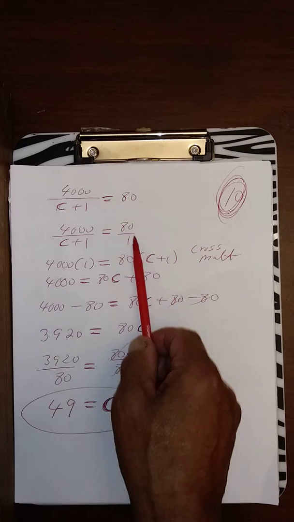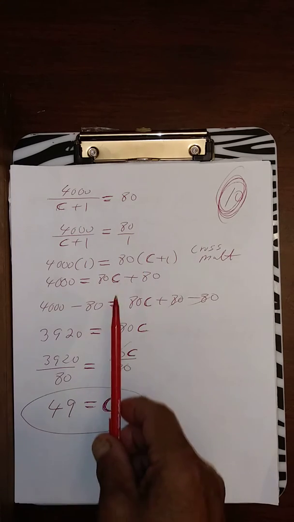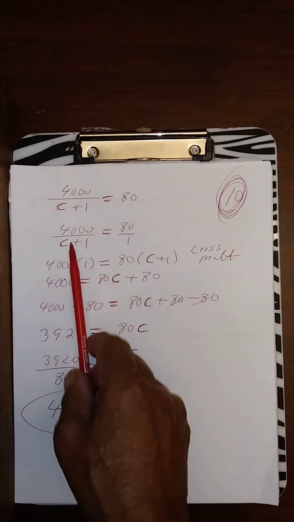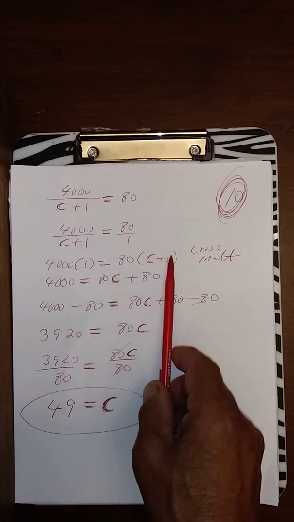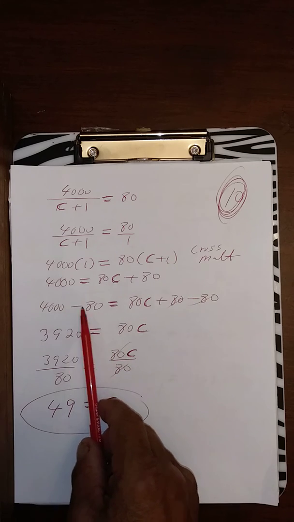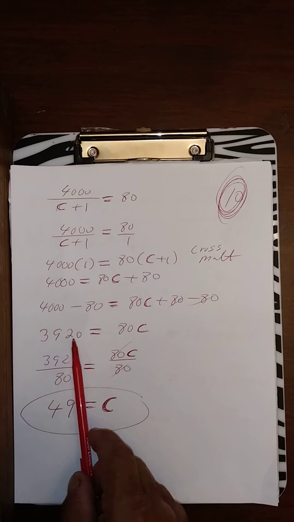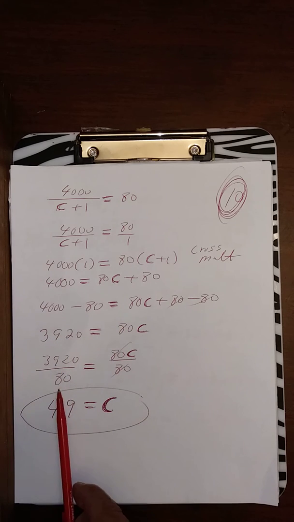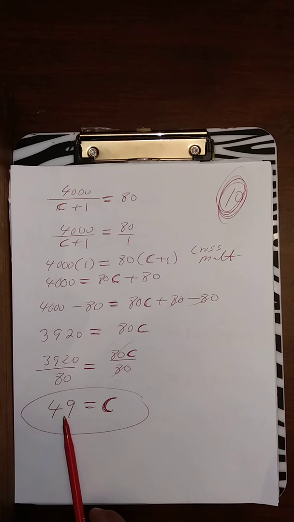Now, rewrite this as two fractions. Can we cross multiply? Yep. Let's cross multiply. 4,000 equals 80C plus 80. Now let's go minus 80 on both sides. These are gone. So we have 3920 equals 80C. Divide by 80 on both sides. These are gone. So 80 goes in there on the calculator 49 times. So C is 49.